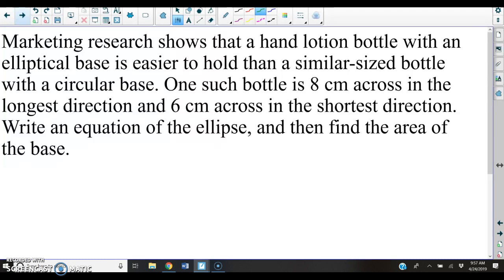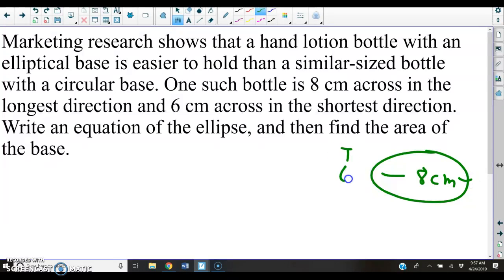Okay. Here we go. Marketing research shows that a hand lotion bottle with an elliptical base is easier to hold than a similar sized bottle with a circular base. So if you notice, most of our hand lotion bottles, the base is circular, or excuse me, elliptical. One such bottle is 8 centimeters across and 6 centimeters across in the other direction.